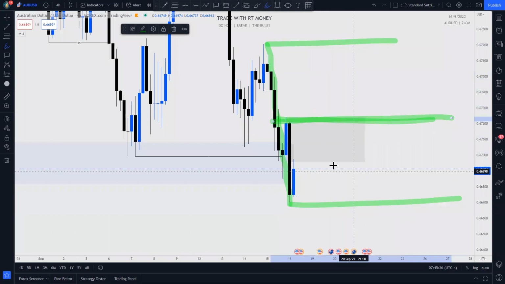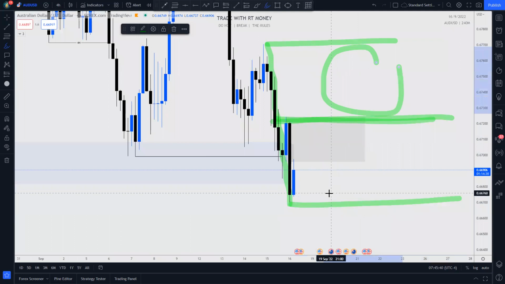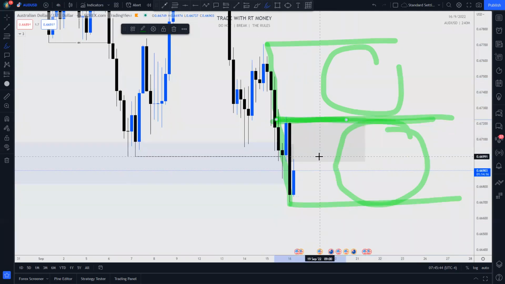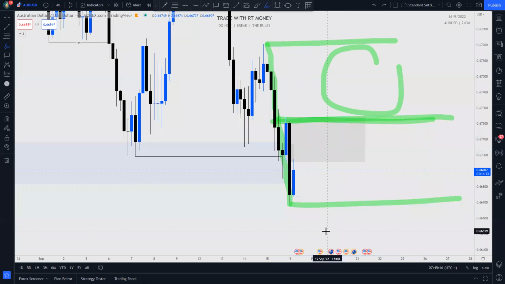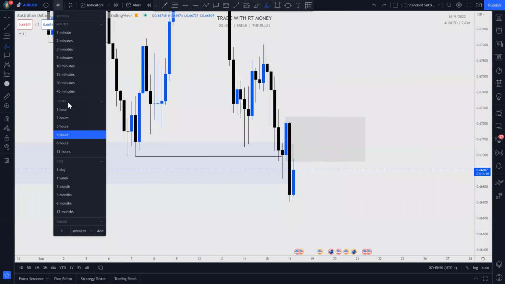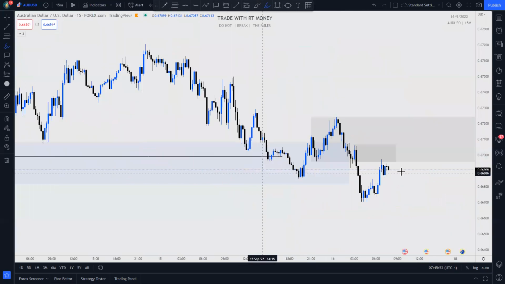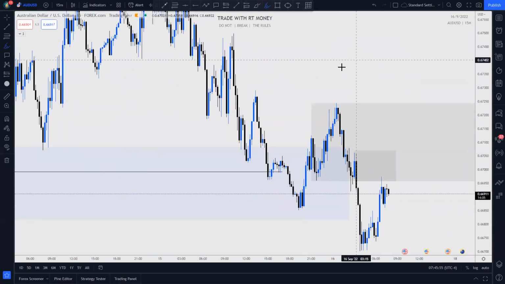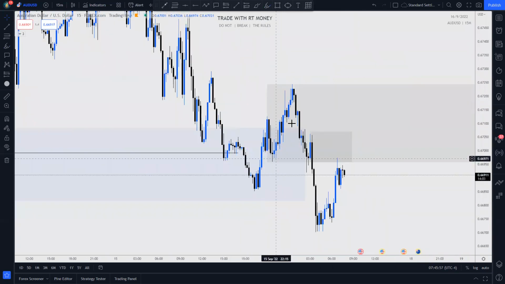All right, so I would love to take shorts from up here as opposed to here. All right, we're right at the borderline. So there's a couple of thoughts that come to my mind when I go down to the lower time frame. I'm saying to myself, did it pull back enough? Is this the kind of flip from demand to supply that I want to take?